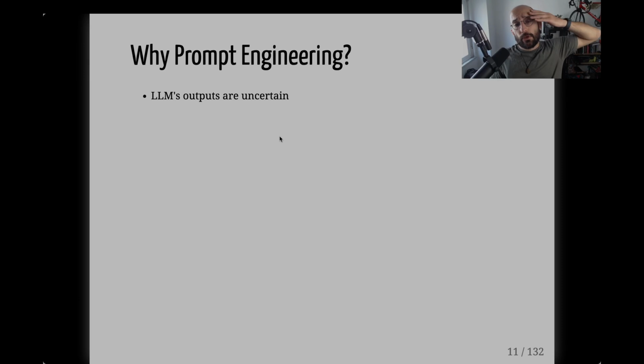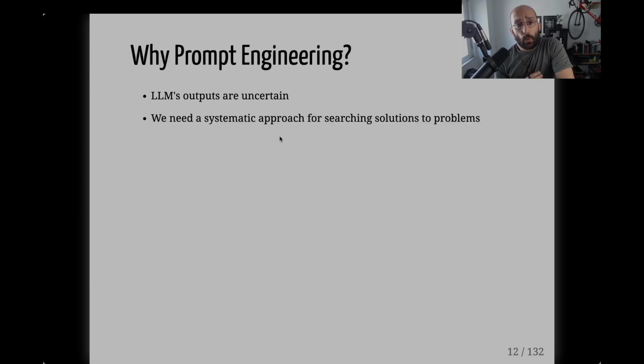Now, why does prompt engineering matter? Well, the outputs of large language models are uncertain, right? With every model based on a transformer architecture, you have a probability distribution over the next possible words. That means that every time you prompt a model, even with the same prompt, you will get slightly different results. And that yields a concern regarding reliability of outputs coming out of these models, right? So what we want to do is build a systematic approach for searching solutions to problems using prompts that mitigates the negative effect of this unreliability.